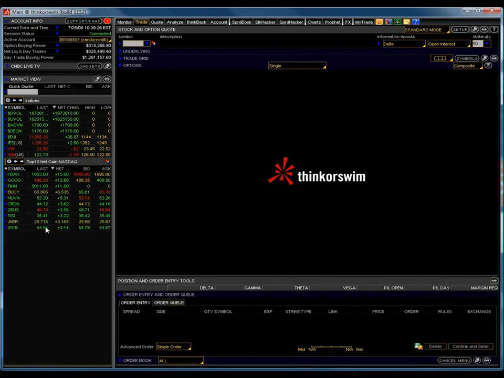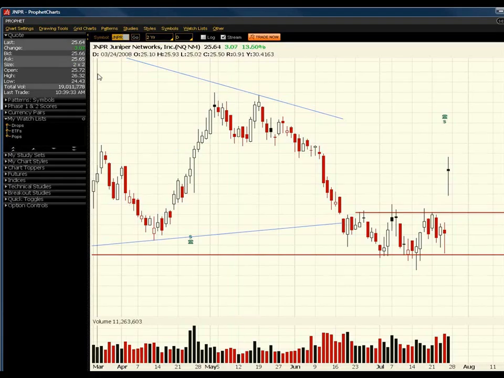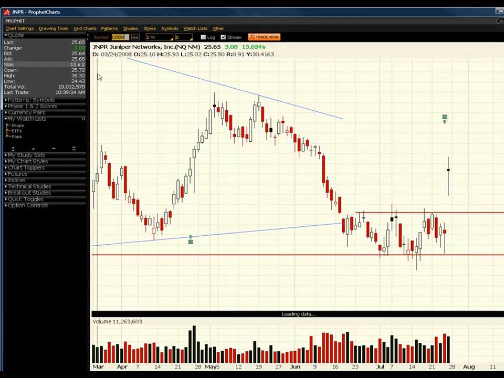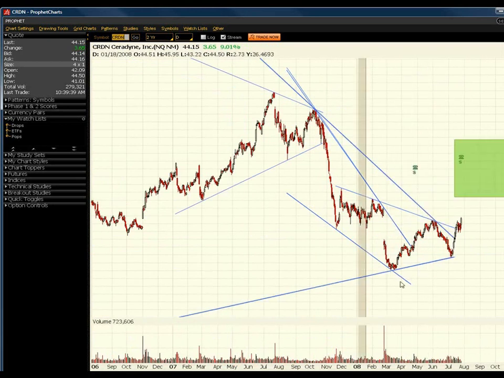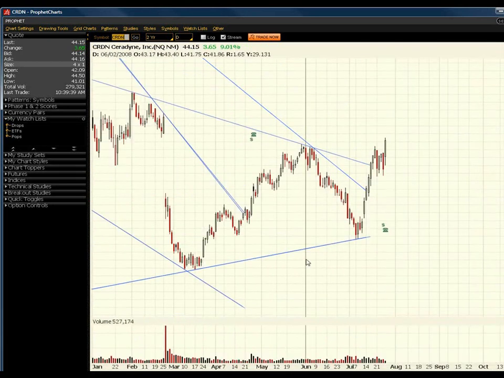Let's take a look at another issue here. CRDN. I'm not familiar with CRDN. This also has had a little bit of a downturn. It had a pretty large downturn since October, but since March it's actually been trading higher. So this is also a potential candidate.